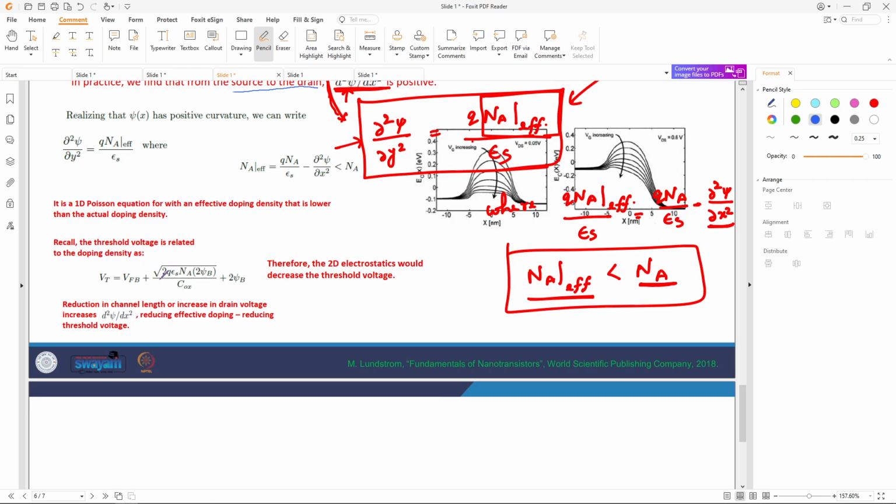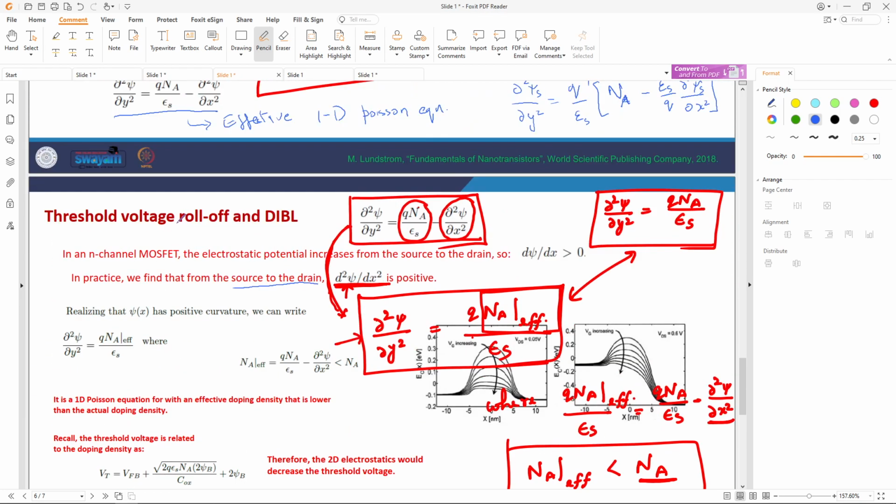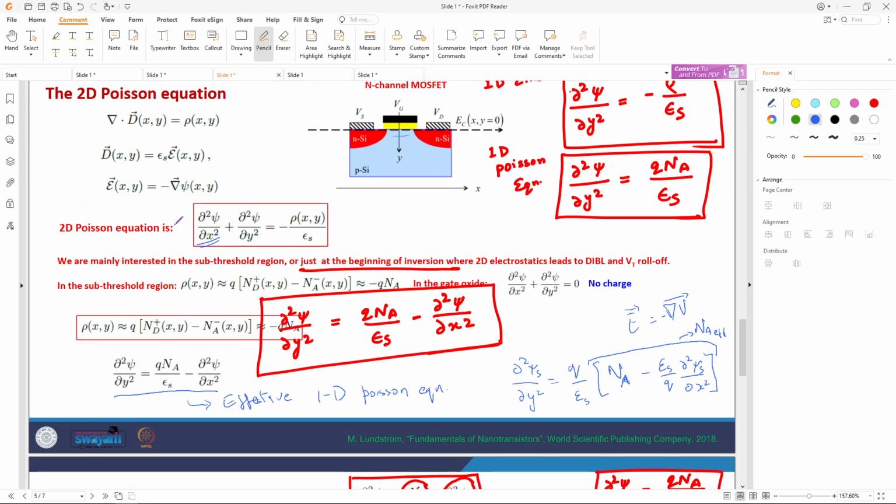Now you can ask, how can we study this in terms of the capacitance? Because you see this expression, you remember the threshold voltage, right? Vt is equal to VFB plus this quantity due to the oxide capacitance. There is an Na over here. But if I have to include the 2D effects, Na should be replaced by Na effective. And what is happening to Na effective? Na effective is coming down. Since Na effective is coming down, the threshold voltage will also be brought down. So that phenomenon is known as the threshold voltage roll off.